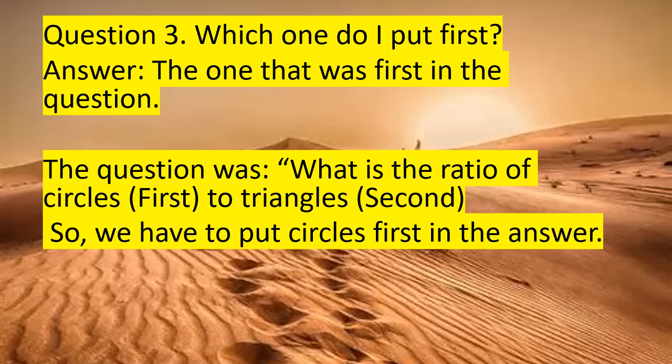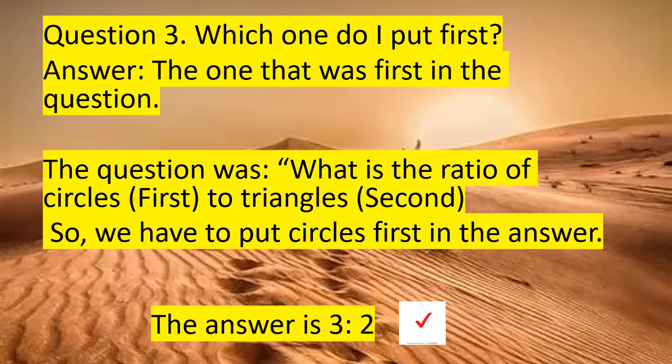Now question 3, which one do I put first in my ratio? And the answer is the one that was first in the question. So the question was, what is the ratio of circles first to triangles second? So when we're writing our ratio, we have to put circles first in the answer. So the answer is 3 ratio 2.